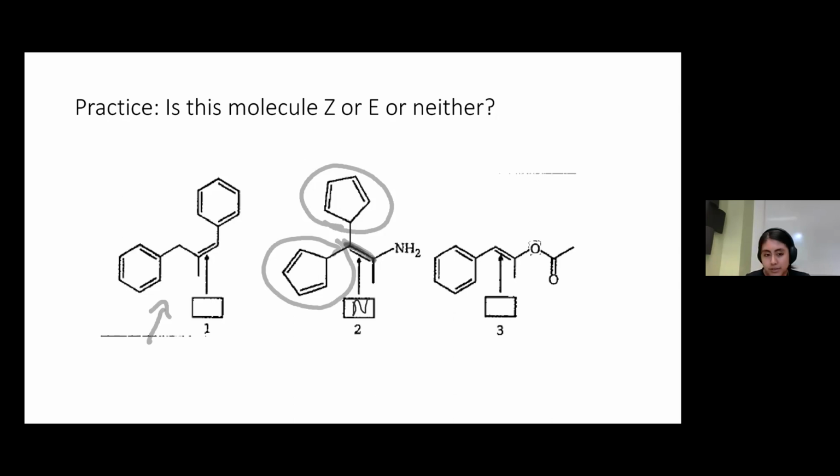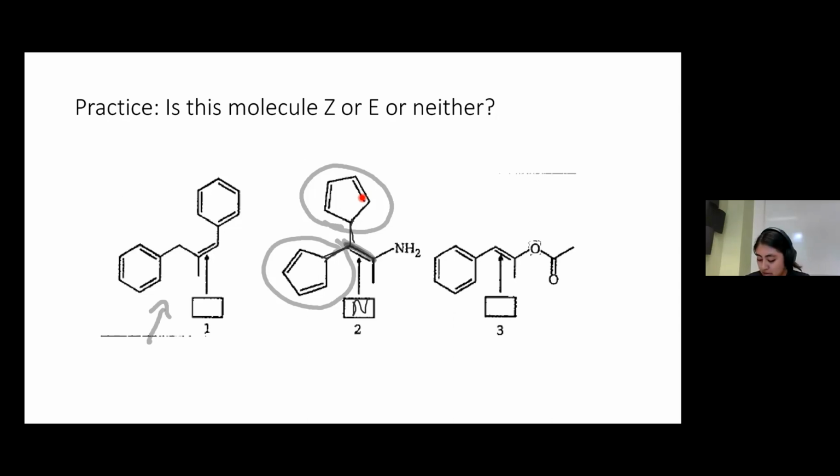I'm just going to rephrase that. If you compare the 2 groups, this one or this one, let me highlight it, there's no difference in atomic number. Neither has a higher priority over the other. You can denote a 1 or a 2 to either, so you can't tell whether it's Z or E. So it's going to be neither. Okay, cool. Some of you got that correctly, so good job.